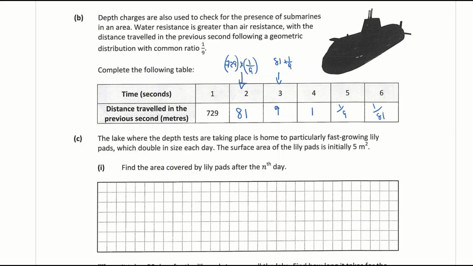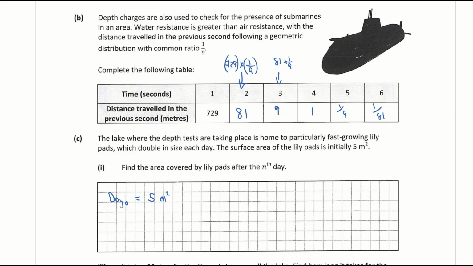Part C. The lake where the depth tests are taking place is home to particularly fast-growing lily pads, which double in size each day. The surface area of the lily pads is initially 5 meters squared. Find the area covered by lily pads after the nth day. Okay, so on day, let's call it day 0, today, the surface area of the lily pads is 5 meters squared. So that's what we have right now on day 0.